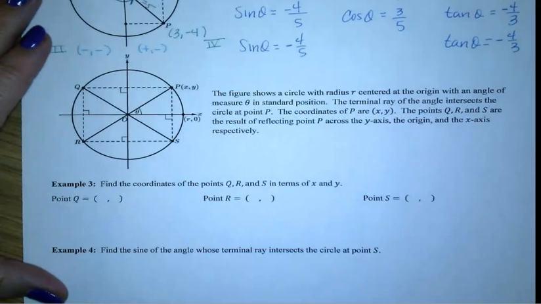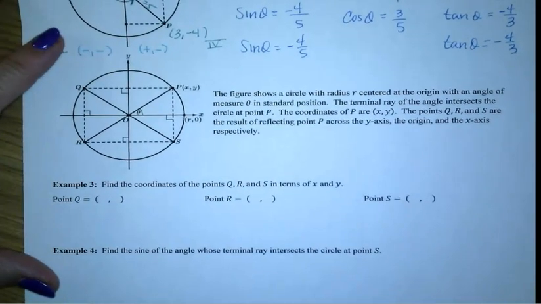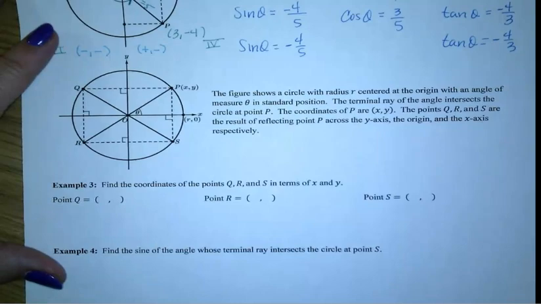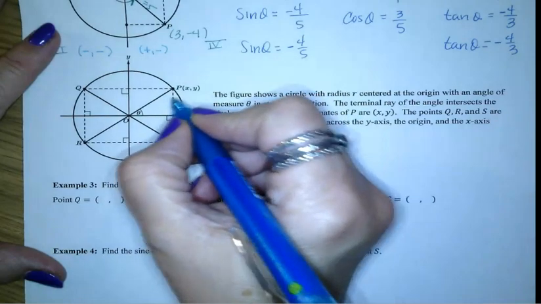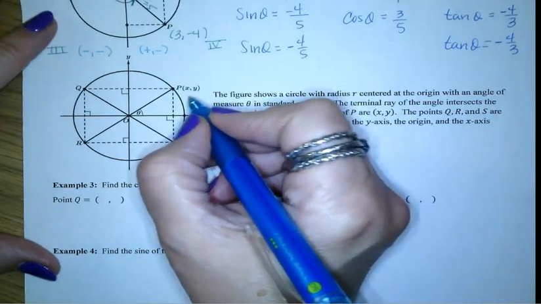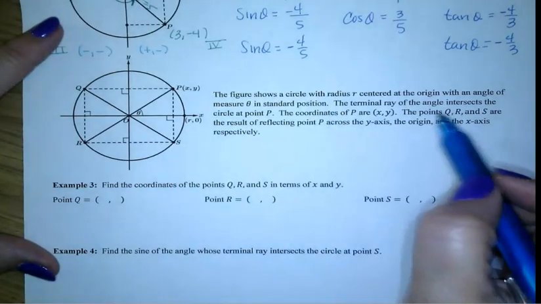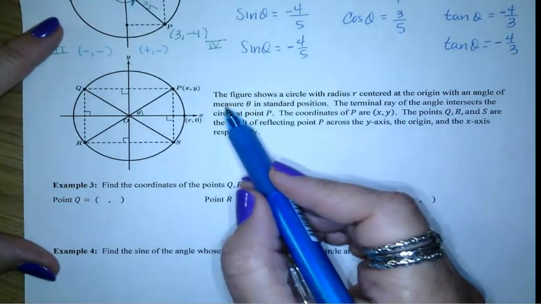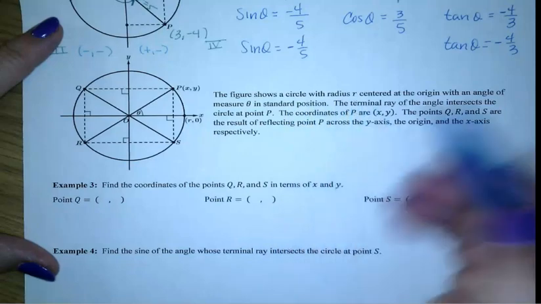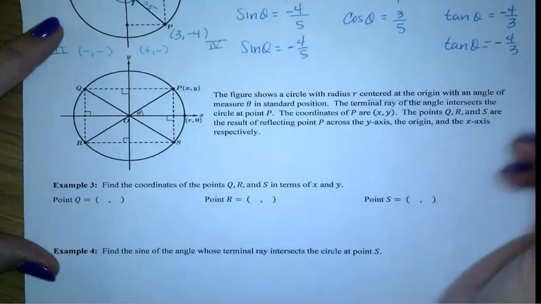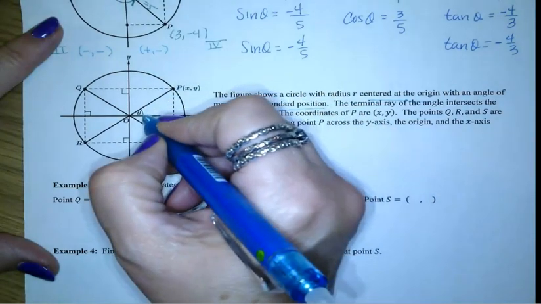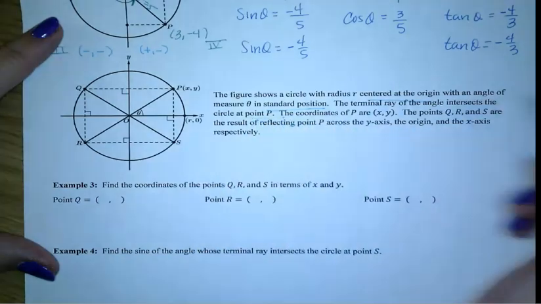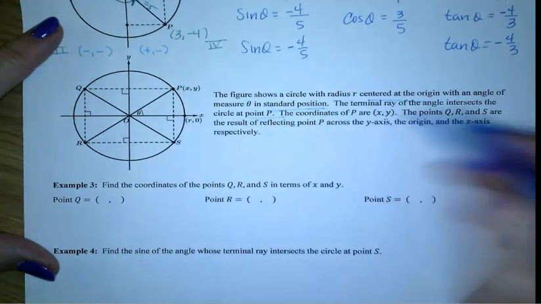All right, so let's move on to the second part of example 2. We have a graph here, same graph, except we don't have any values. So we have point P here, which has the coordinate point x, y. So let's do our first and second read of the problem. This is a figure with a circle with radius r centered at the origin, with an angle in standard position. The terminal ray of the angle intersects the circle at point P. So here's my terminal ray. So theta is from here to here. And then the coordinates that we're going to use are x and y.